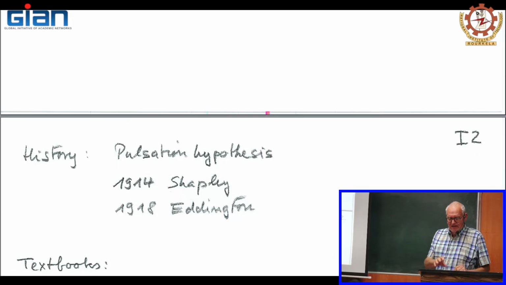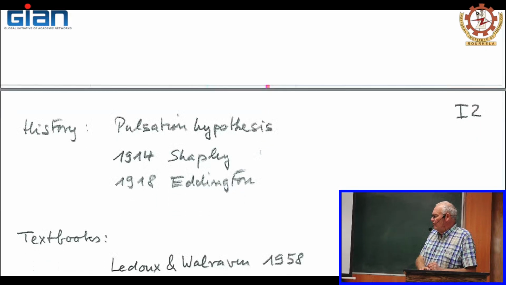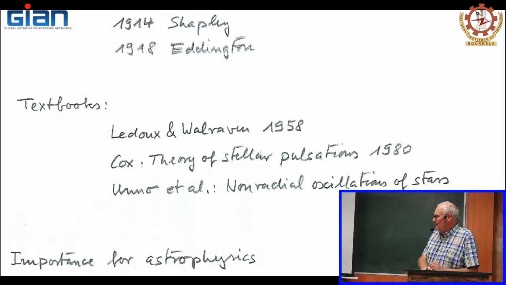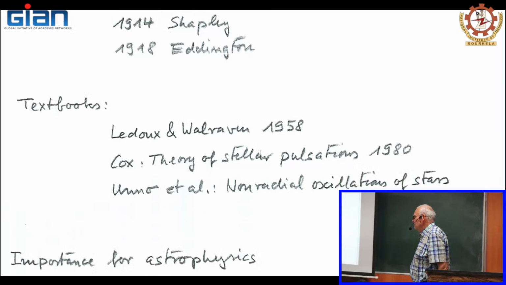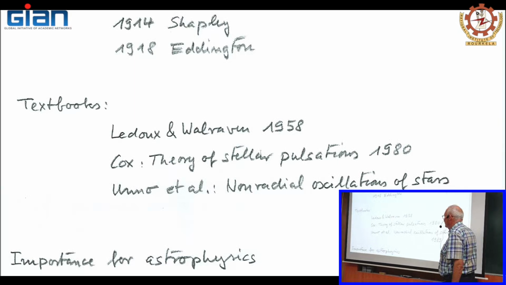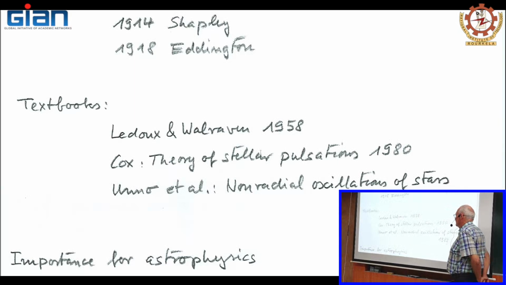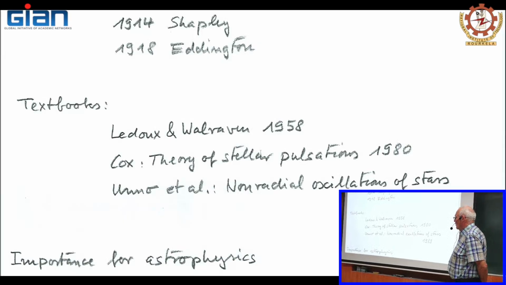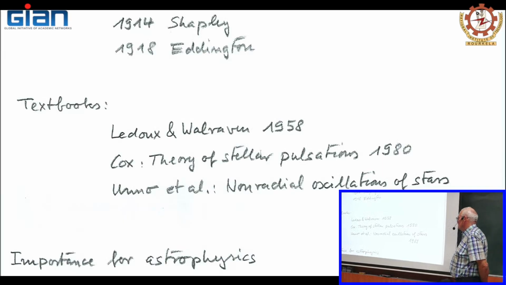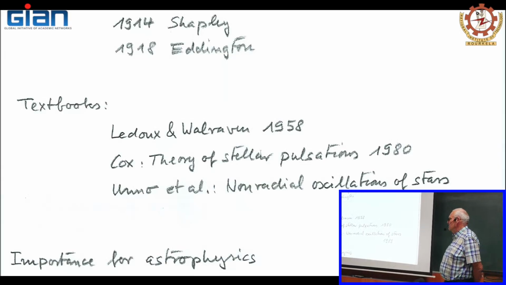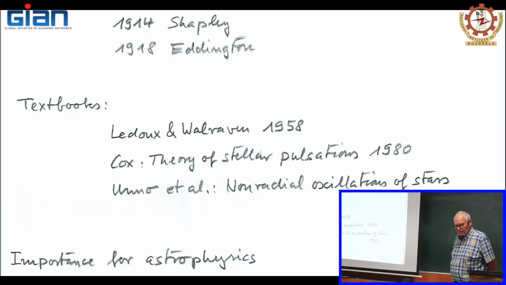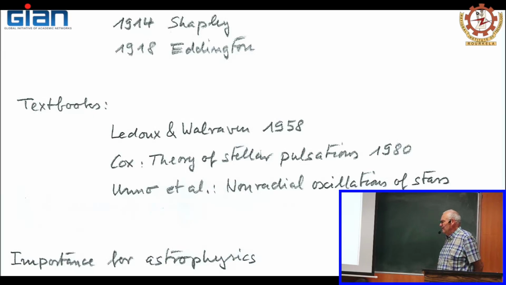At this stage, I would like to recommend for further and intensive reading, parallel to this lecture series, an article by Ledoux and Walraven from 1958, or the monograph by Cox, Theory of Stellar Pulsations of 1980, and a more recent book by Unno et al., Non-Radial Oscillations of Stars. These are books which might be helpful in further reading, parallel or in extension to this lecture series.